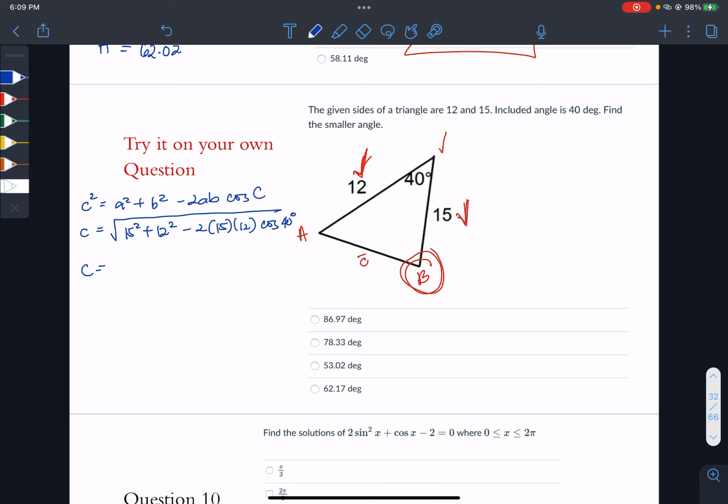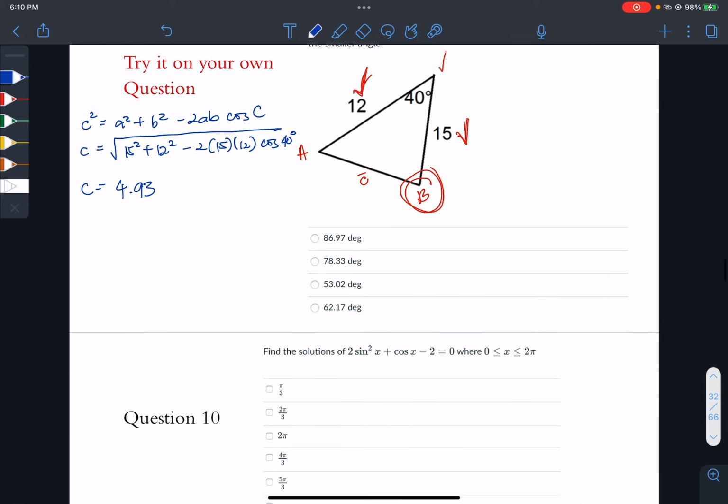Let's compute. Kulang ako ng... Ayan. So the answer for angle C is 4.93. Or side C, it's 4.93. Yan lang, we need to find what is angle B, no?